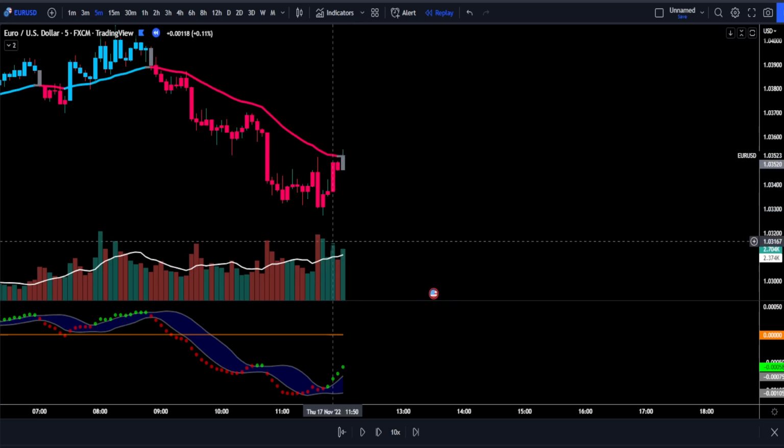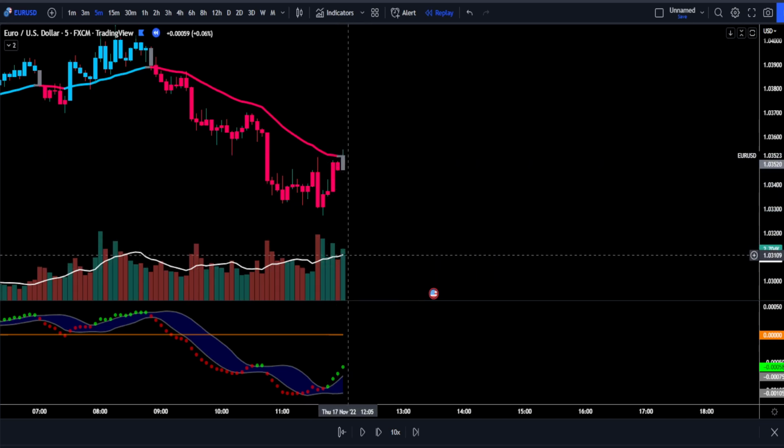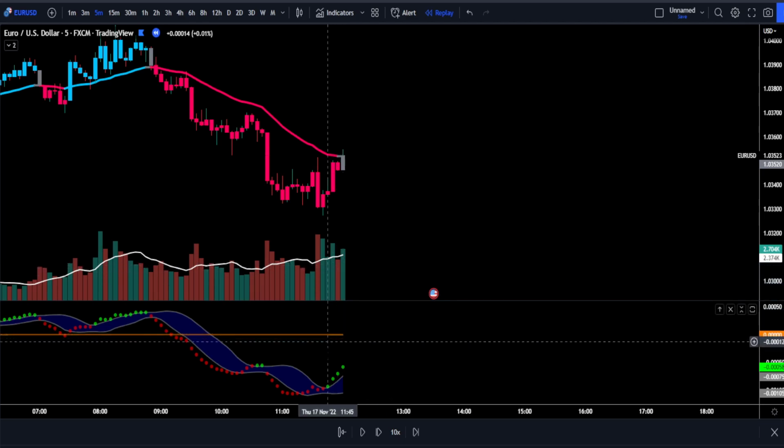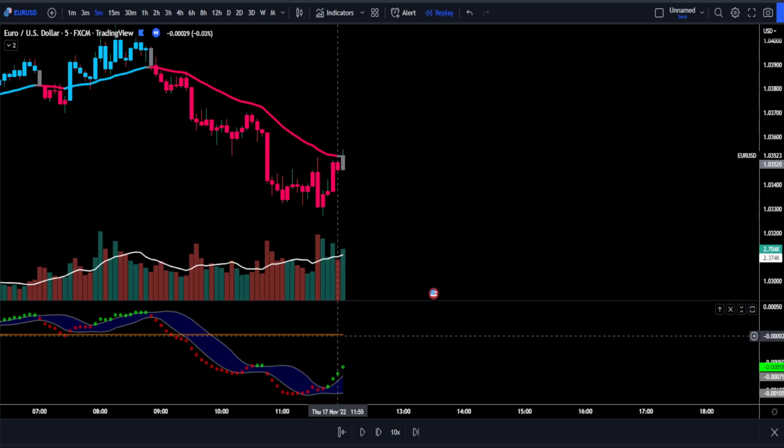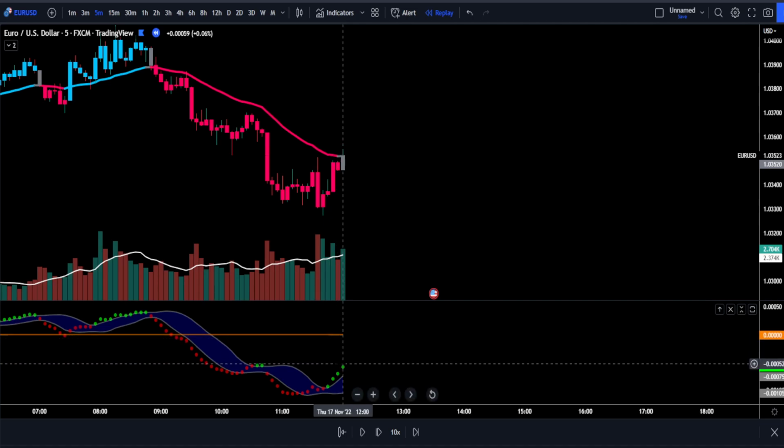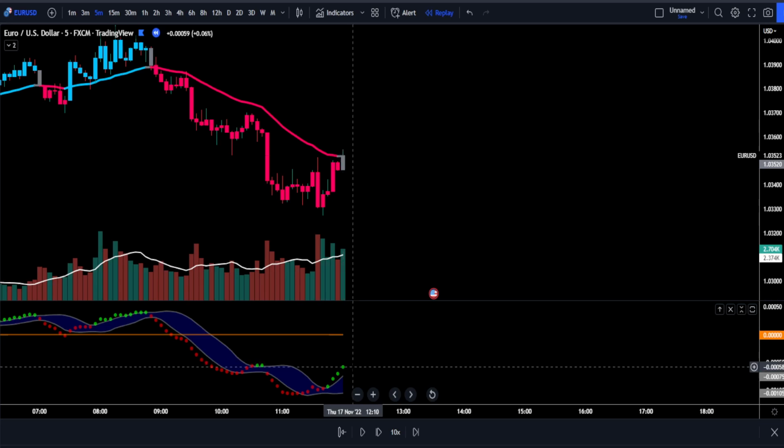To validate the entry, we need to take a look at our volume indicator. If the volume histogram is positioned above our moving average, this means that our second condition is met. Lastly, we need to take a look at our improved MACD indicator. If the dots are positioned below our zero level, we will enter into our short trade when the dots switch from green to red.